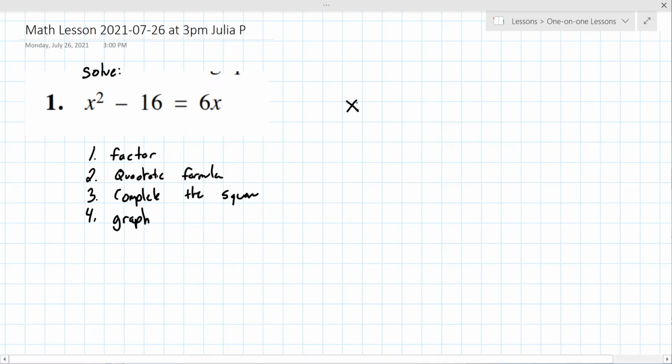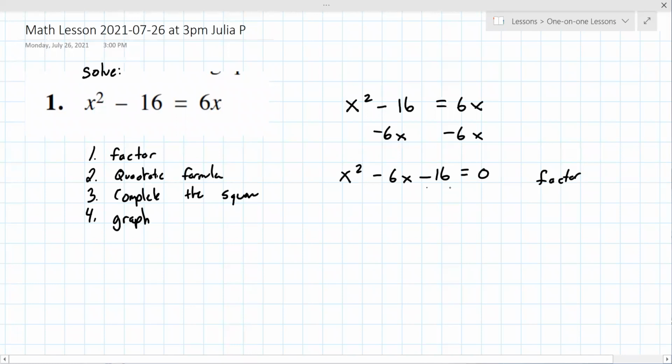Let's factor it. To do that, you want to bring the 6x to the left side of the equation. You recall that you get x squared minus 6x minus 16 equals 0. When you factor, you're trying to find two numbers that multiply to negative 16 but add up to negative 6. If you know those numbers, go ahead and tell them to me.